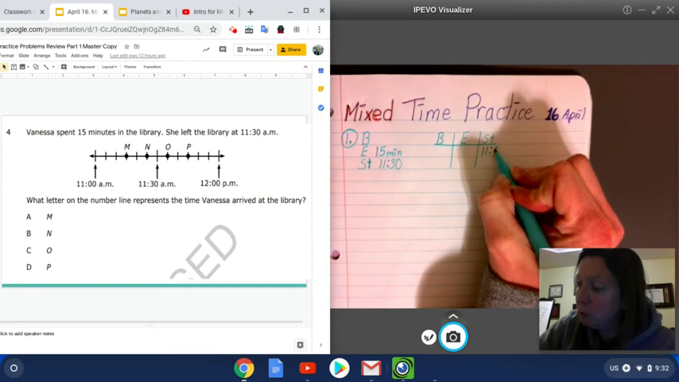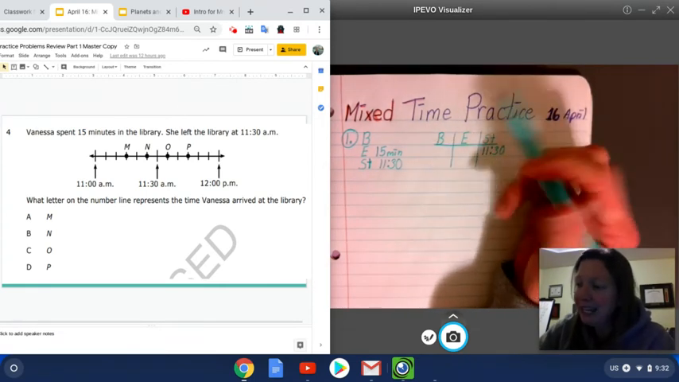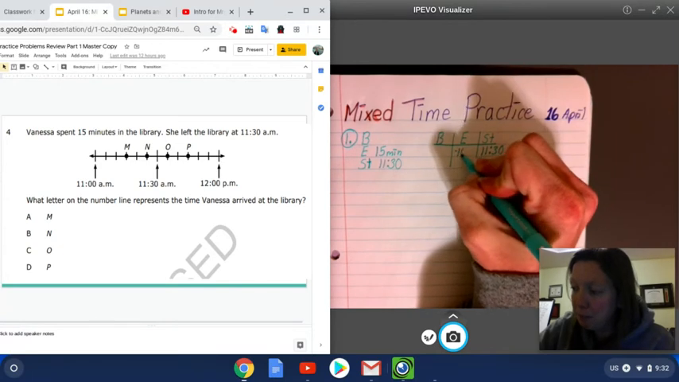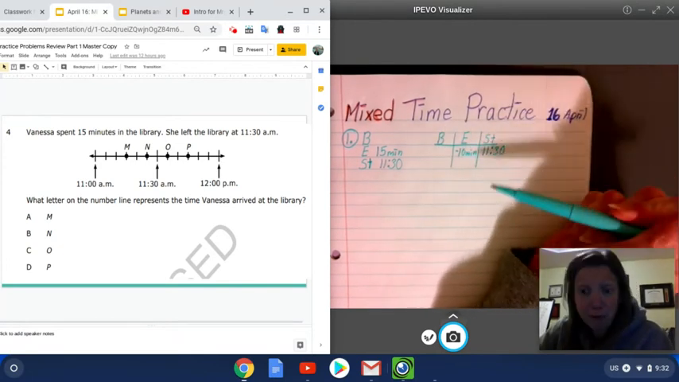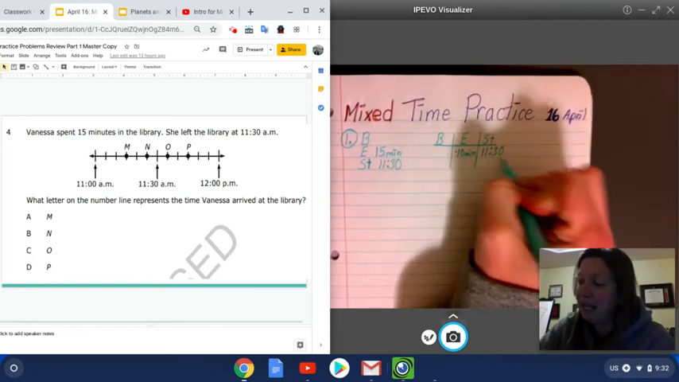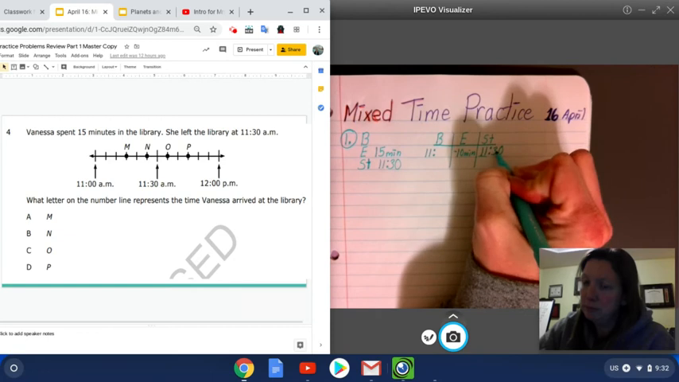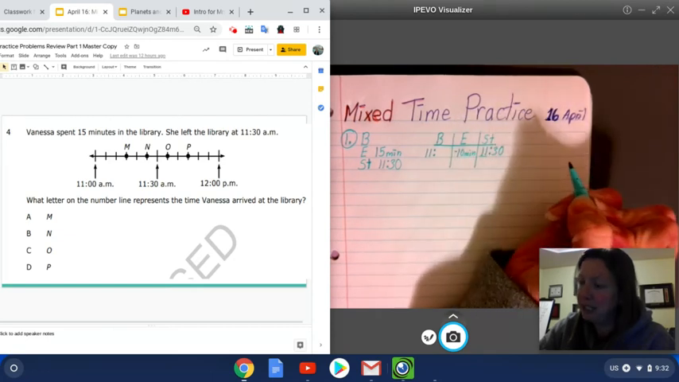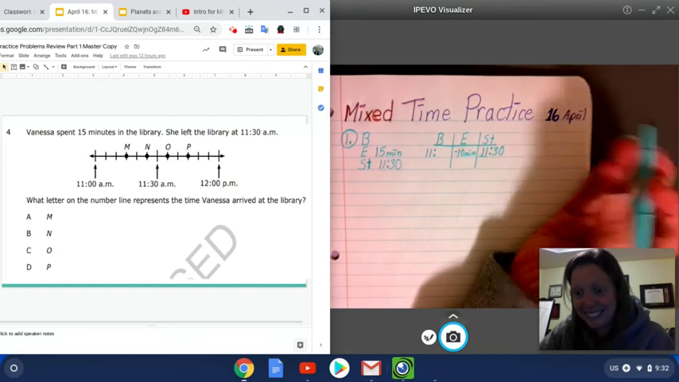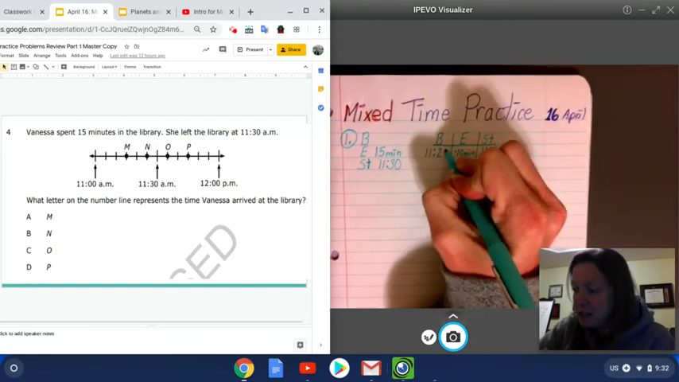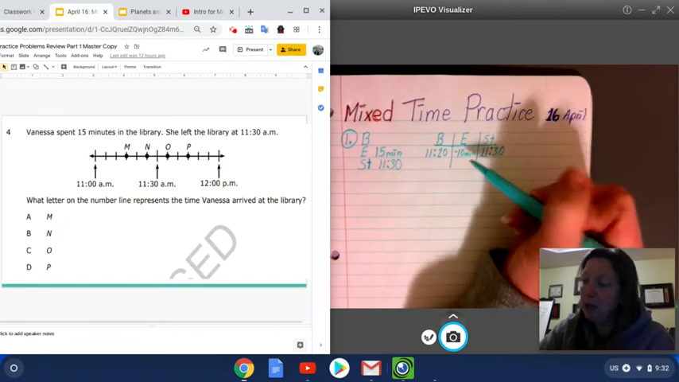So we're actually starting with 11:30 because that was my stop time. And I want to go back 10 minutes because I don't have any hours to go back. 10 minutes before 11:30, my hours don't change. So 10 minutes before 30, well, what's 30 minus 10? 20. So 10 minutes before 11:30 is 11:20.